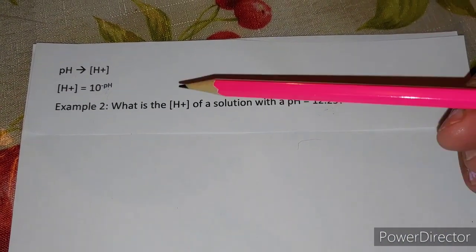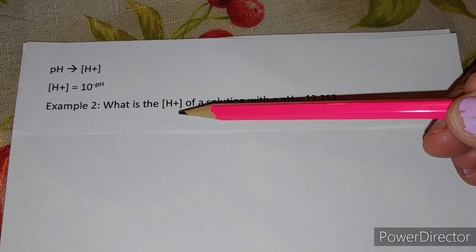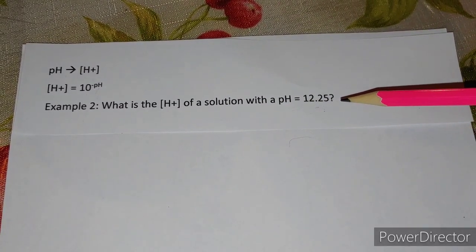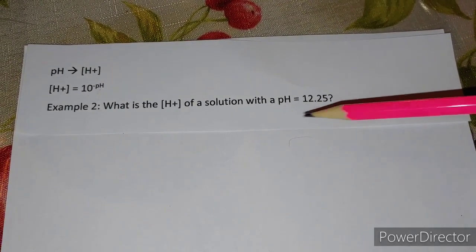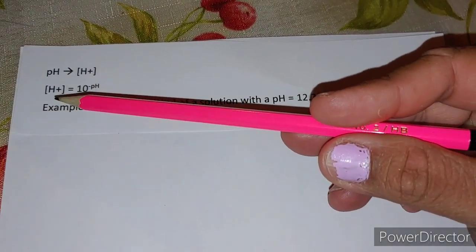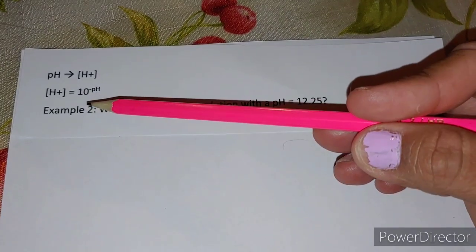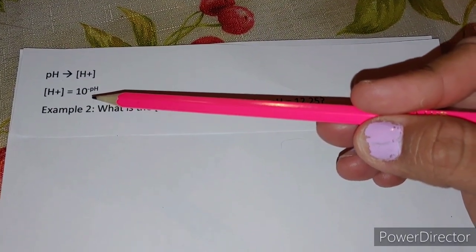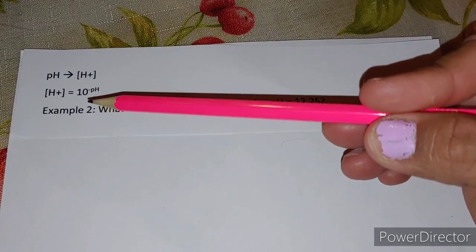Okay, on the second example, it's asking what is the hydrogen ion concentration of a solution with a pH equal to 12.25? All right, so for this one, we're going to use a formula that looks like this. The hydrogen ion concentration is equal to 10 to the power of the negative pH. Okay, again, seems simple enough, but I'll go ahead and show you how to put it into the calculator.